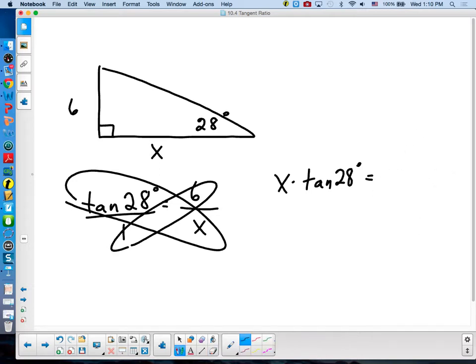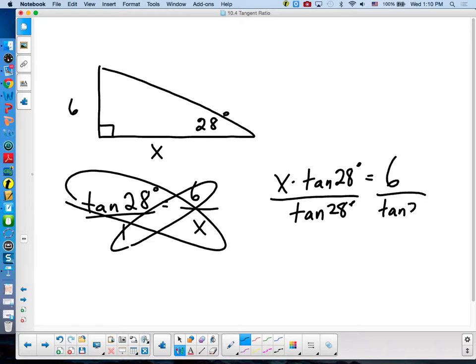Well, is it added? Right, this is multiplied here, so to get rid of the tangent of 28, we have to divide. Divide by the tangent of 28. And that'll cancel out. So this time to get x, you have to take 6 divided by the tangent of 28, not multiplied by the tangent of 28. So 6 divided by the tangent of 28 equals, let's go, 11.28.